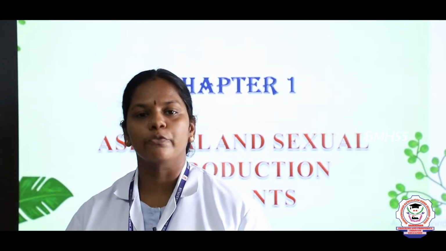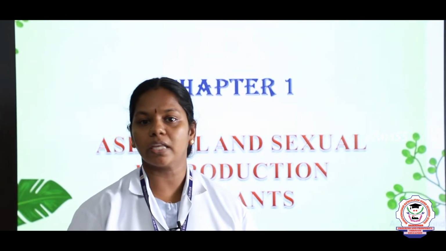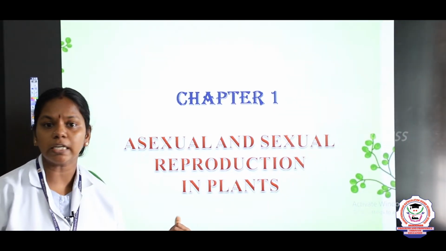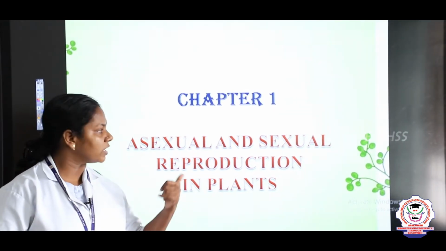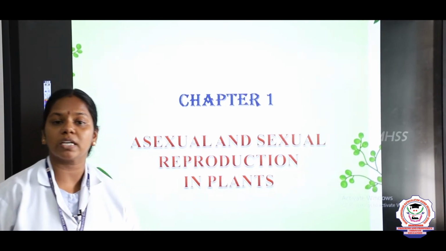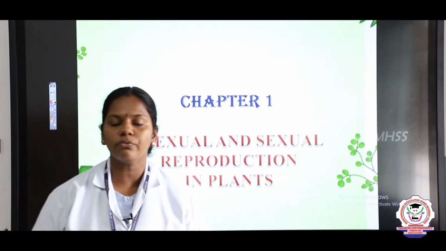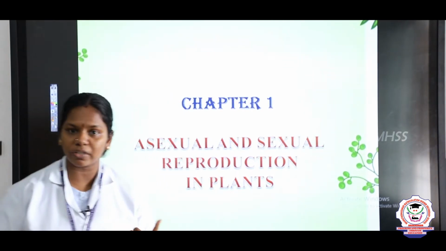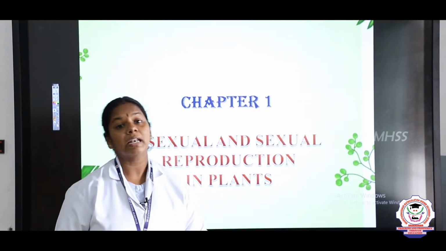Children, today we are going to see 12th standard botany first lesson. What is the name of the first chapter, children? Asexual and sexual reproduction in the plants, right? And in this chapter we are discussing the artificial methods of reproduction. What are the artificial methods? One is grafting and another one is layering, right?